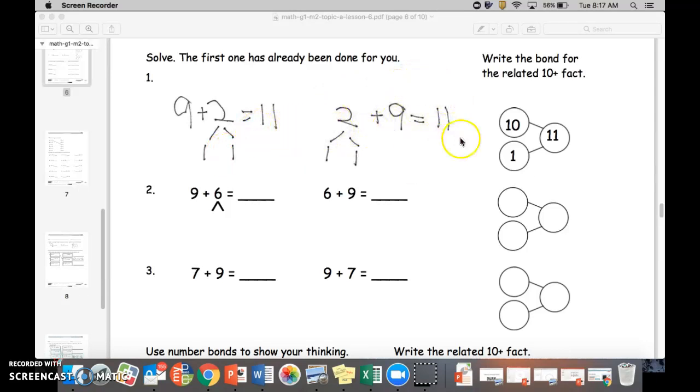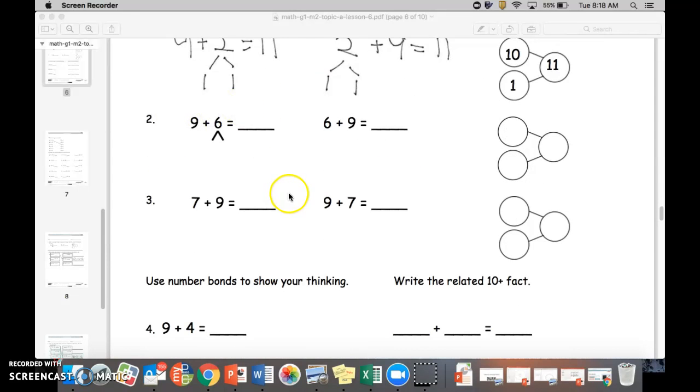And then we're going to write it just flip-flopped. Instead of 9 plus 2, we have 2 plus 9. It's still the same exact problem, so we have to break 2 apart the same exact way. Both of the problems turn 9 into a 10 and have 1 left over. 10 plus 1 equals 11. This is the related 10 plus fact. This is the 10 plus fact that goes with these two related addition sentences.